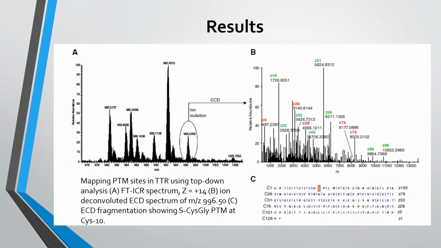And to confirm the fragment structures obtained from the intact protein analysis, a top-down approach was used for the wild-type and mutant TTRs. For example, the 996.5 mass to charge corresponded to the S-cysteine glycine modification at cysteine. The top-down approach helped to identify structures of the fragments corresponding to the different post-translational modifications of TTR at cysteine. The results of the top-down approach and the intact protein analysis were found to be in agreement.